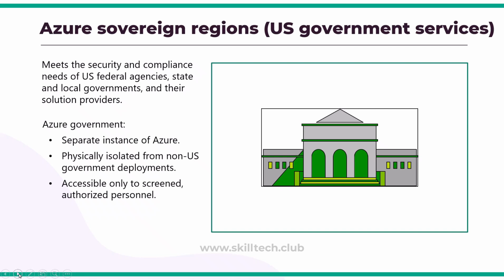Azure Government is going to make sure that they have separate instances of Azure which are also physically isolated, and these are dedicatedly useful for Azure and US governments only. This is accessible only to screened authorized personnel. Everyone is not allowed access to the physical infrastructure or on-premise kind of resources. To know more about this, you can search on any search engine like Bing for the words Azure Government and you'll get more information about that.